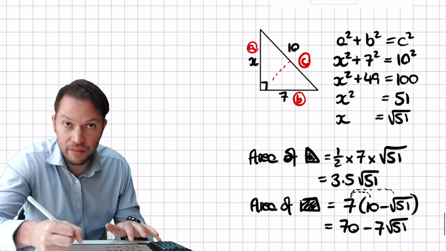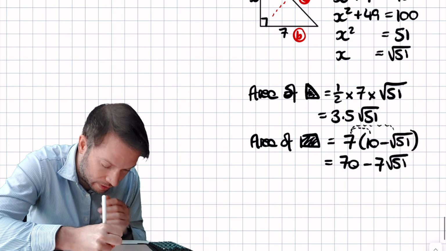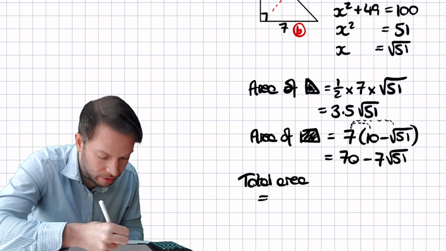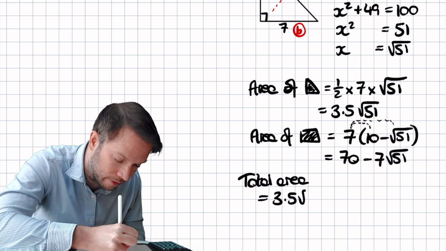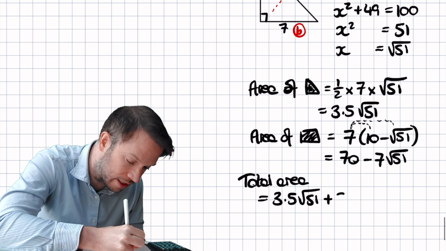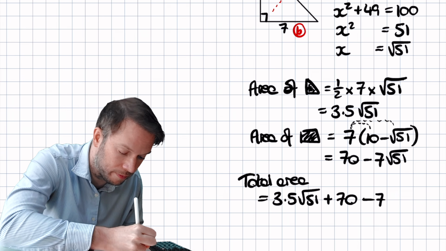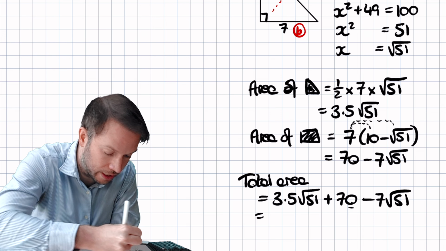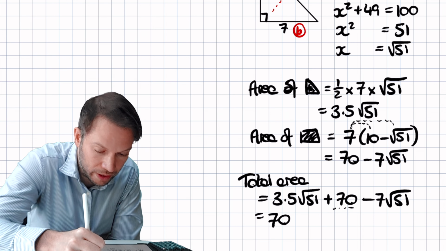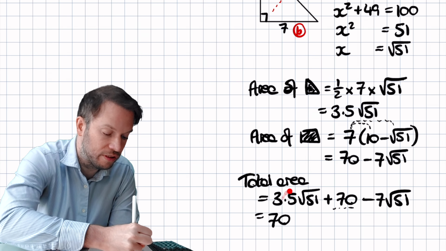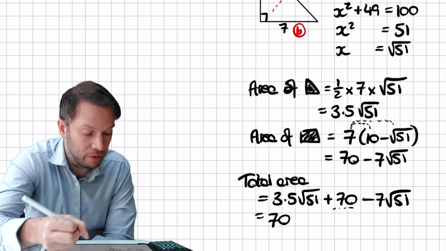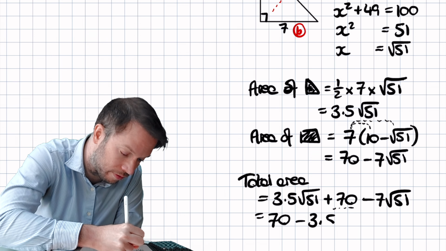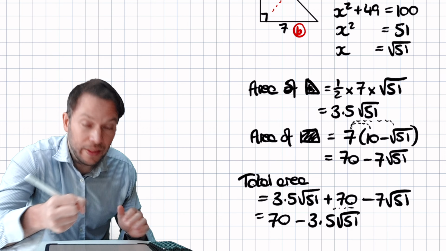And that means we can add these areas to find the total area. So the total area is going to be the 3.5 lots of root 51 plus 70 minus 7 root 51. Now, we've got this 70 here, let's start with that. But if you have 3.5 lots of root 51 and you subtract 7 lots of root 51, well, 3.5 minus 7 is minus 3.5. So we have minus 3.5 lots of root 51. And that's the final answer.